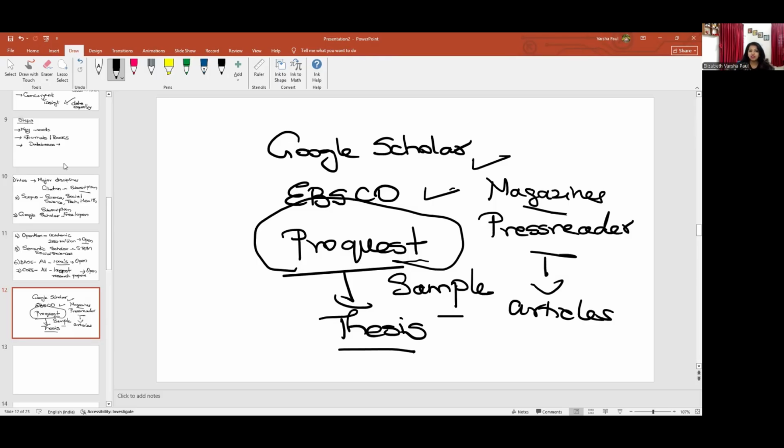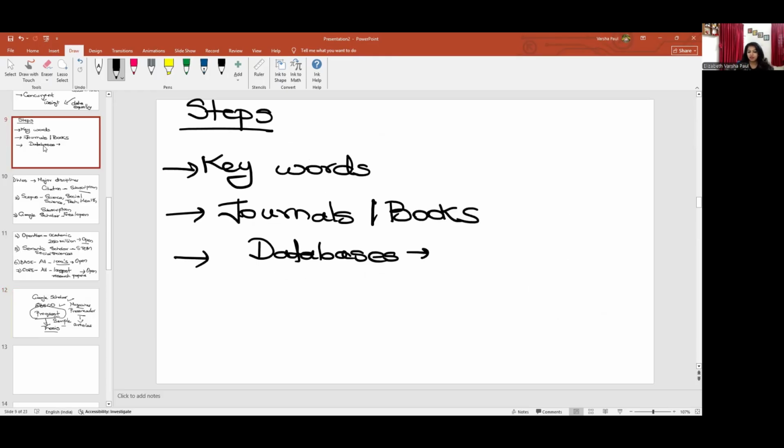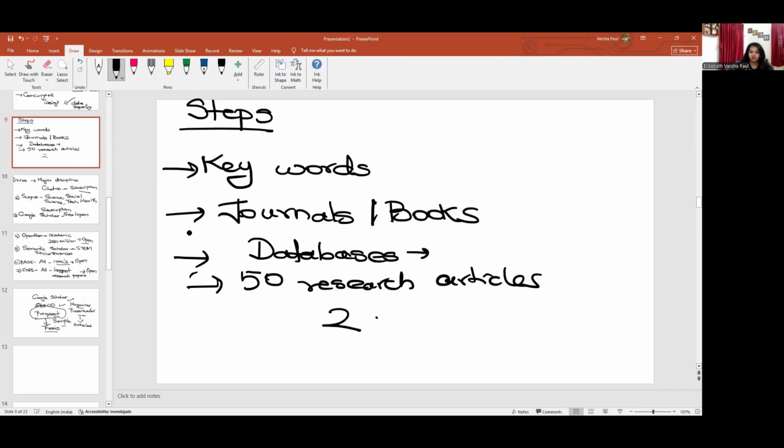So getting back to the topic, I was explaining the steps. First one, the keywords, the journals and books, and the databases. The fourth one that you really need is at least, I don't think 50 would be enough. At least in a day, you should read 2 to 3, even if your time doesn't permit. At least three articles are very much needed.